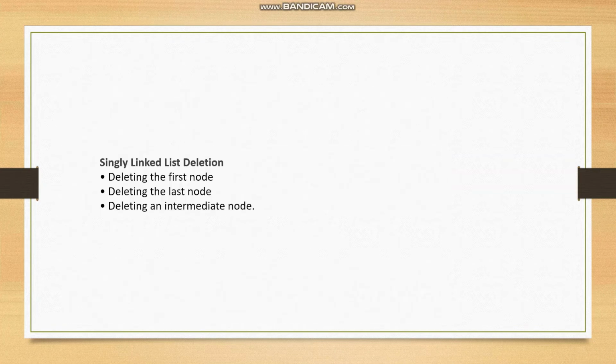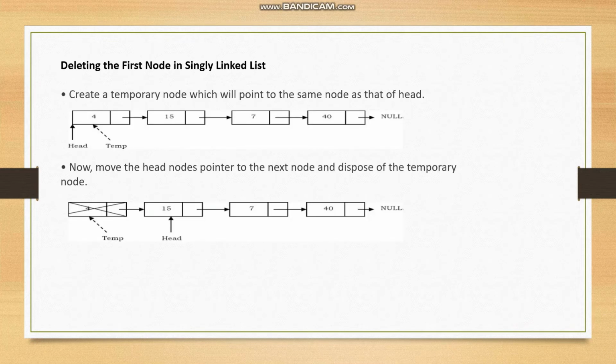Now we will talk about the deletion. Deletion can also be done in three forms: deleting the first node, last node, and intermediate node. Deleting the first node: in that case, we just need to come to the first node and keep its address in temp, and we will move our head to the next pointer. Our head will be updated with the address of that next pointer, and we will delete that node.